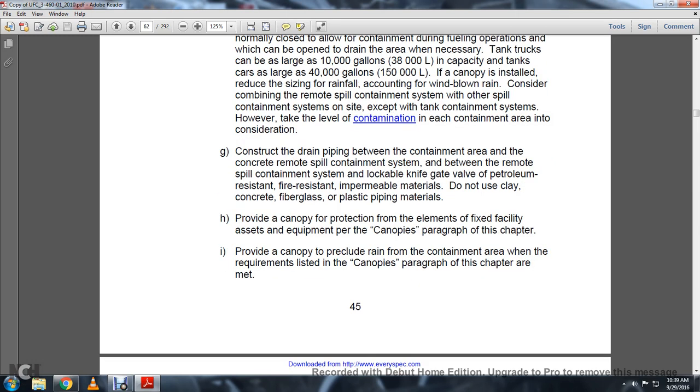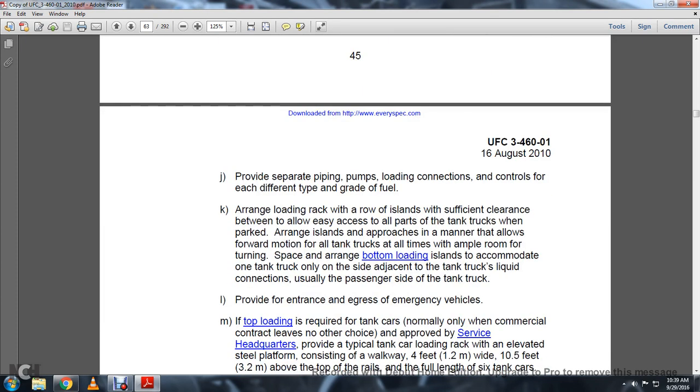Provide a canopy to preclude the remaining of the containment area when the requirements listed in the canopies paragraph of the chapter are met. J. Provide separate piping and pumping, loaded connections, and control for each of the different types and grades of fuel.